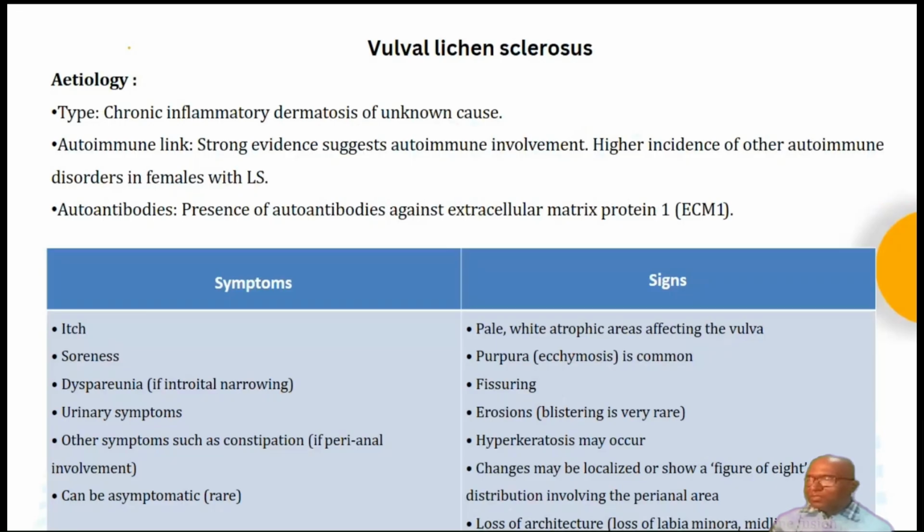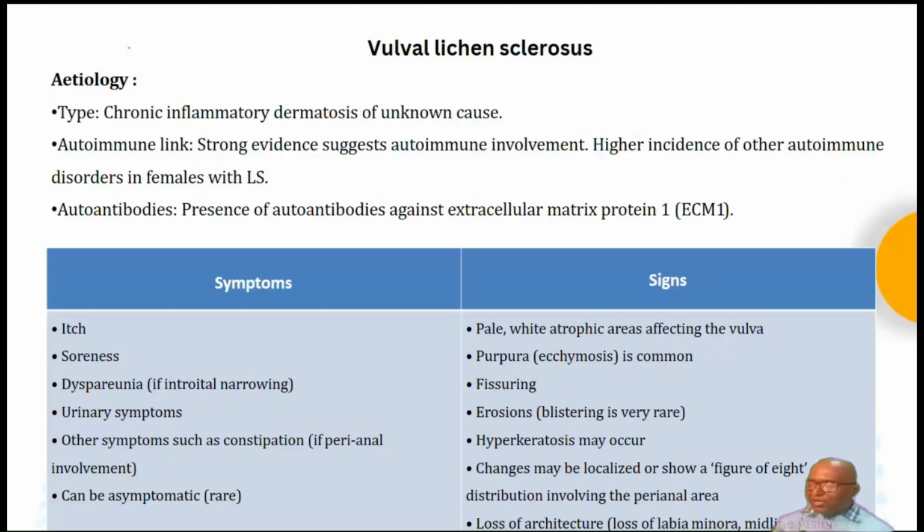What are the symptoms and signs? Symptoms are itching, soreness, dyspareunia. If there is introital narrowing, there may be fusion of the labia minora, etc., and there may be dyspareunia. There may be urinary symptoms and other symptoms such as constipation if there is perianal involvement. It can be asymptomatic, but that is rare. So most of the patients with lichen sclerosus will be symptomatic.